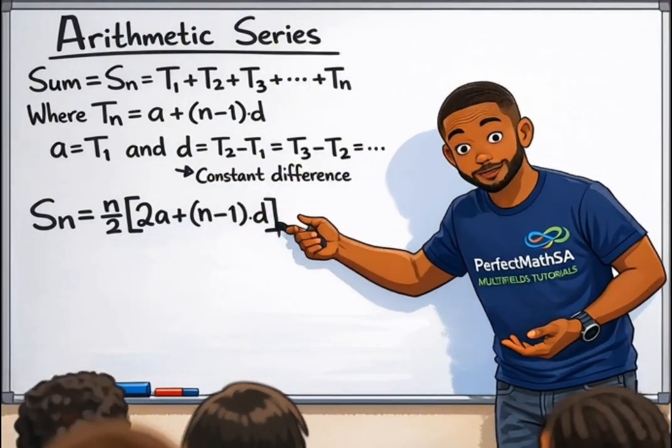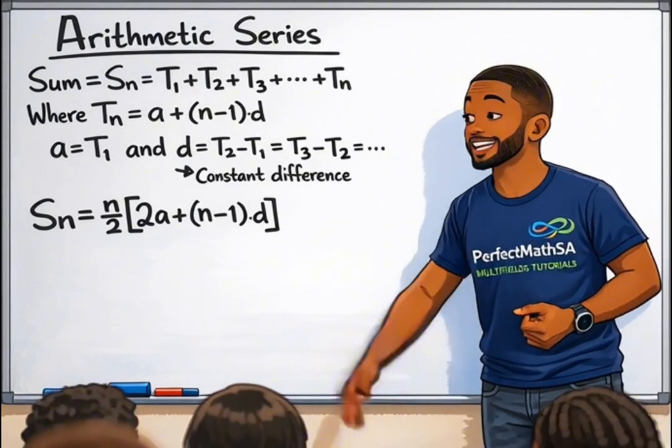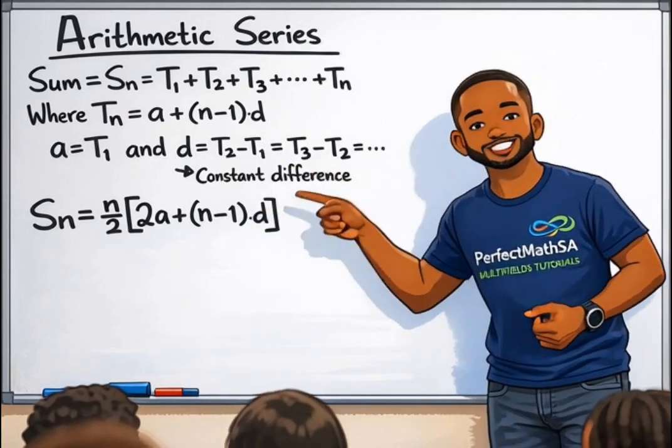After getting the values of a and d, we need to check the number of terms that we are adding, and that becomes the value of n in the formula. We then substitute and calculate.